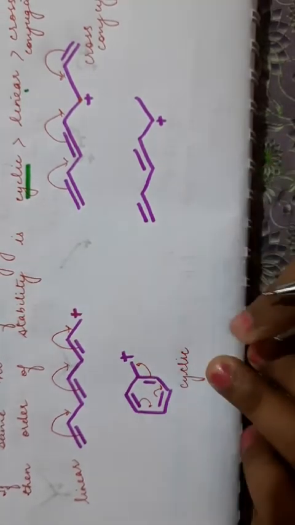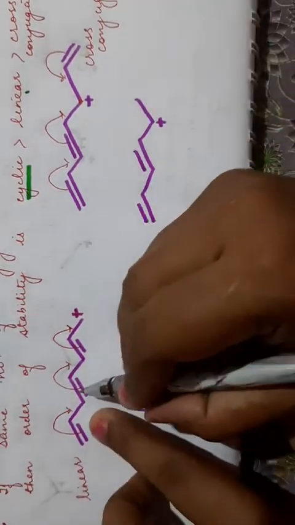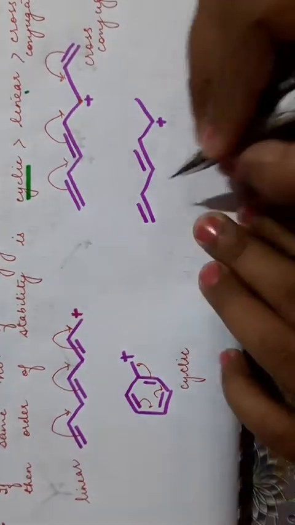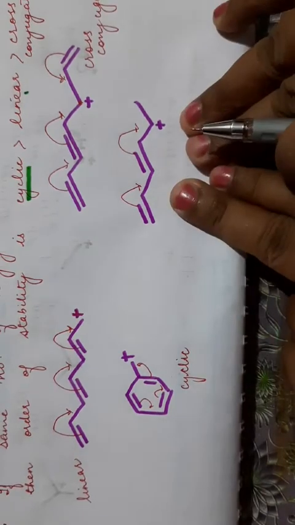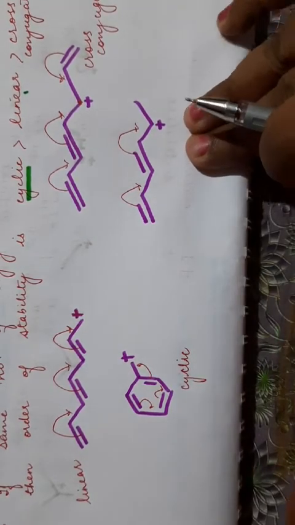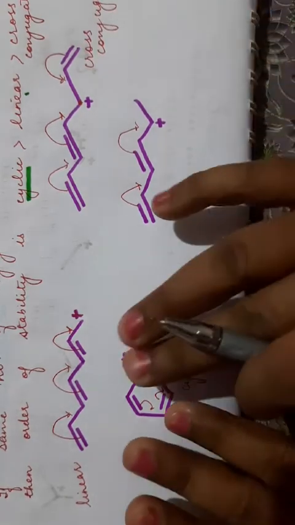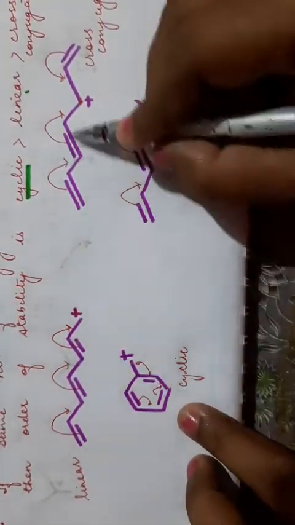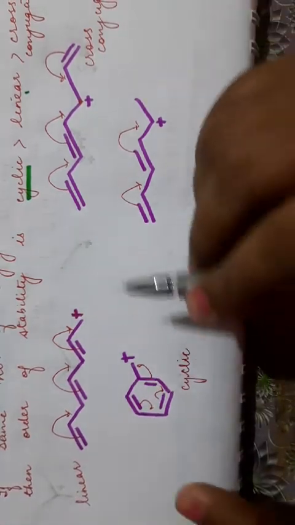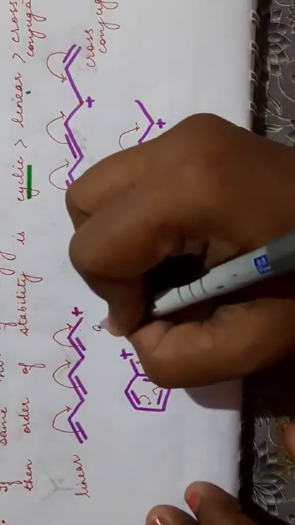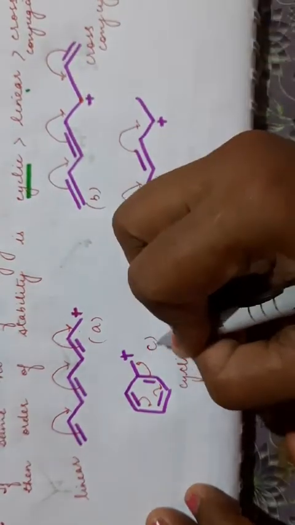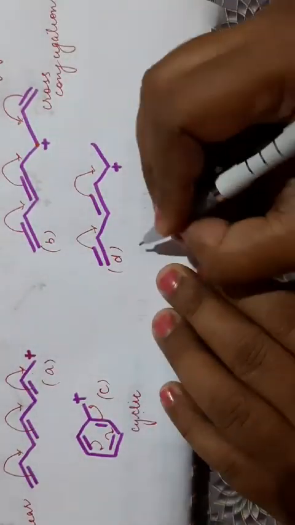So there is a cyclic conjugation here, and see, in these 3 structures the number of pi bonds is 3, so these 3 structures are equivalent. In this there are only 2 pi bonds present, so it will be least stable. Greater the number of pi bonds in the resonating structures, greater will be the stability. Now in these 3 structures the pi bonds are the same, so we will look for linear, cross conjugation and cyclic. I have told you cyclic is more stable than linear, linear is more stable than cross conjugation. So if I mark them A, B, C and D, we can arrange them.